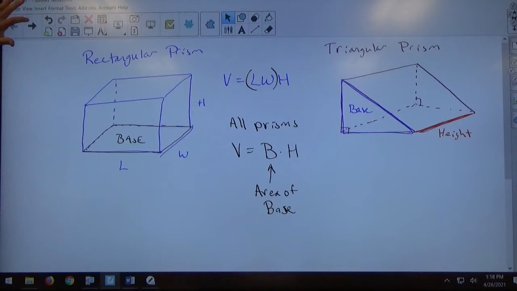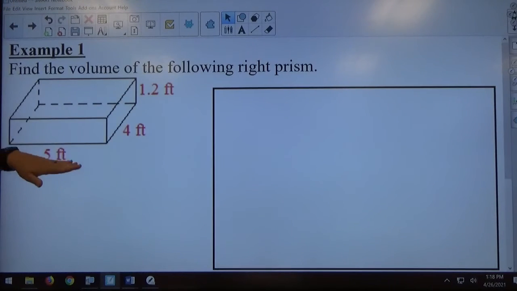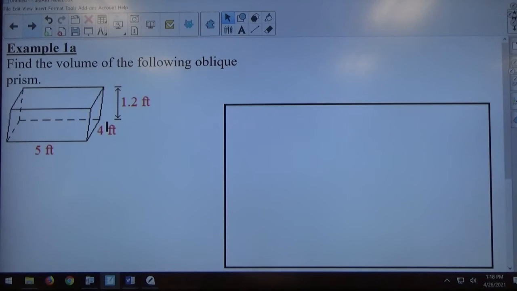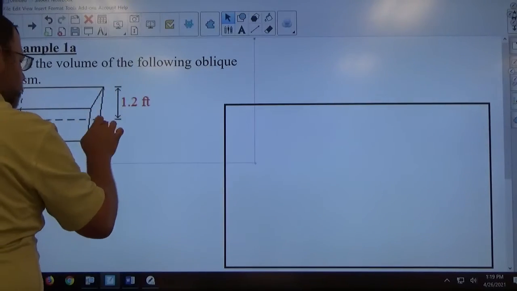So you'll see example 1, there's example 1 and 1A. This is a right prism where the height's straight up and down. This is an oblique prism where the slant height is slanted, so there's a perpendicular height as well. I don't know why that's there.